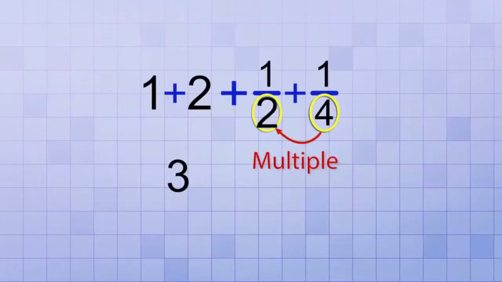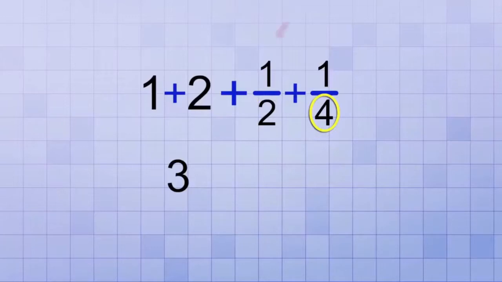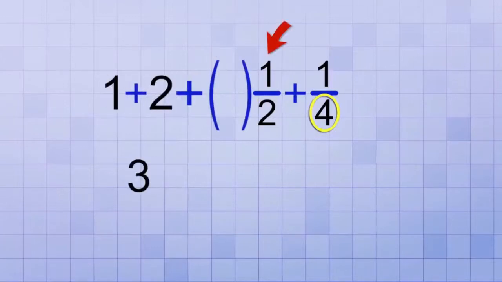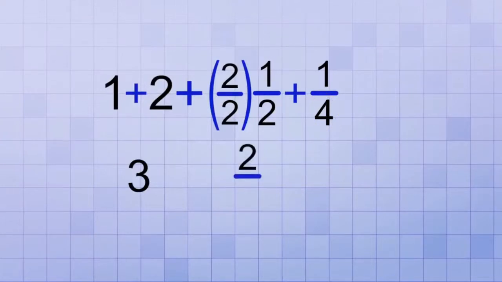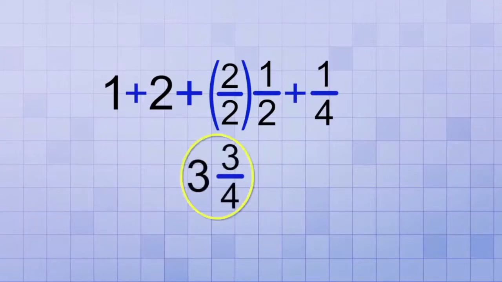4 is a multiple of 2, so 4 is going to be a good choice for a common denominator. To change 1/2 into fourths, we'll multiply it by the whole fraction 2 over 2. On the top, we have 1 times 2, which is 2. On the bottom, we have 2 times 2, which is 4, just like we want. So now we have 2 fourths plus 1/4, which equals 3 fourths. That means the answer to this problem is 3 and 3 fourths. That wasn't so bad after all.